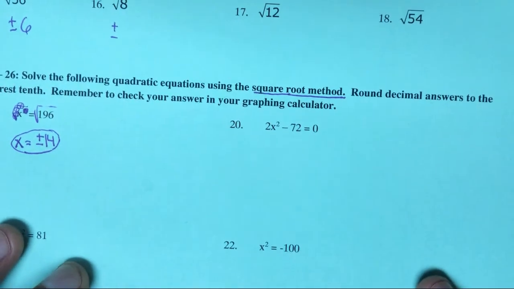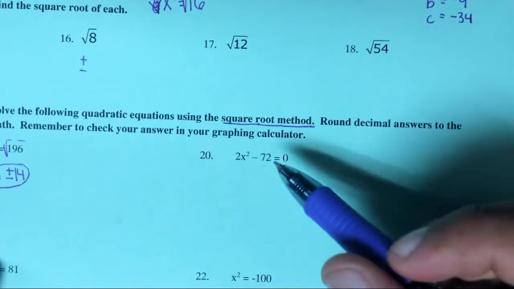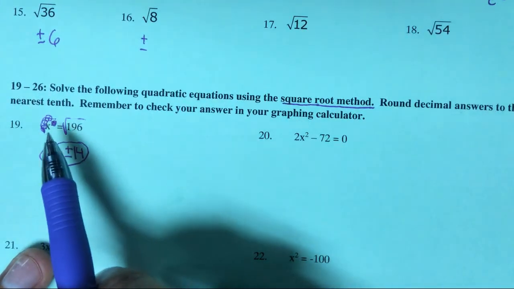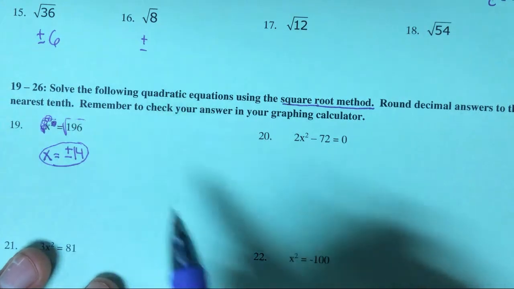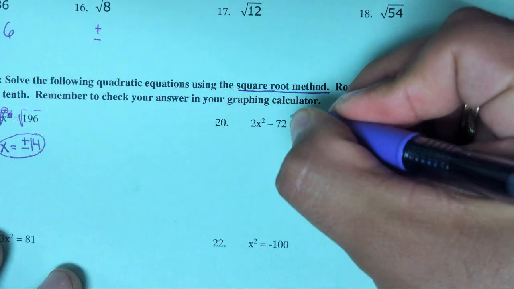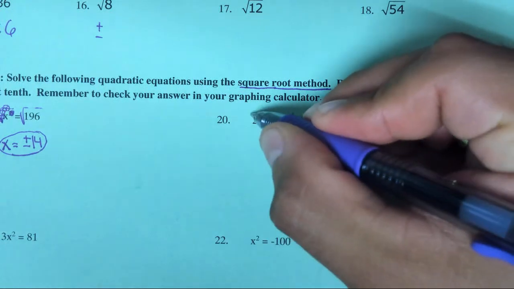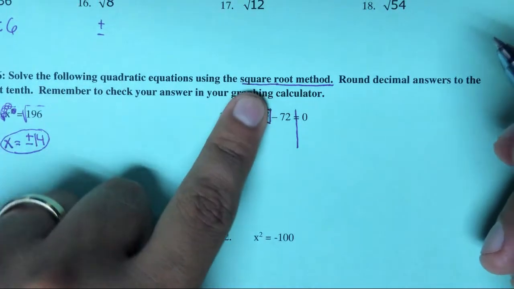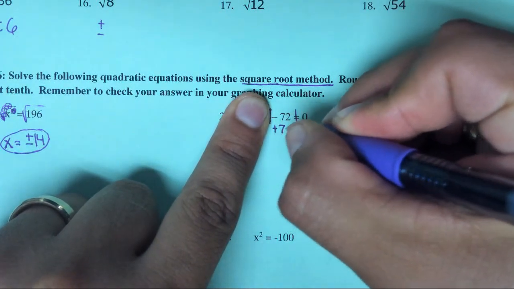Number 20 is set up very, very similar to the one that we just worked up here. Basically, what you want to do is set this equation up so that we have x squared on one side, the number on the other side, so we can just go in and take the square root of both sides. So to solve with square root method, I have to draw my line down my equal sign. I have to get the x squared by itself, so I'm going to box that in, cover that up. I need to move minus 72, so we do plus 72.